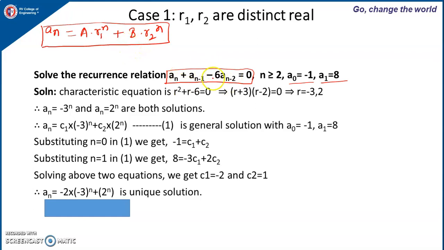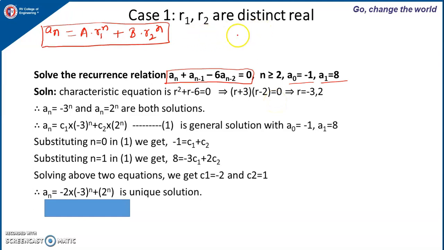Because from the given recurrence relation, we need to write the characteristic equation, which will be nothing but the quadratic equation. We know that for a quadratic equation there will be two roots. We will find the roots, and then the first case is when the roots are real and distinct.